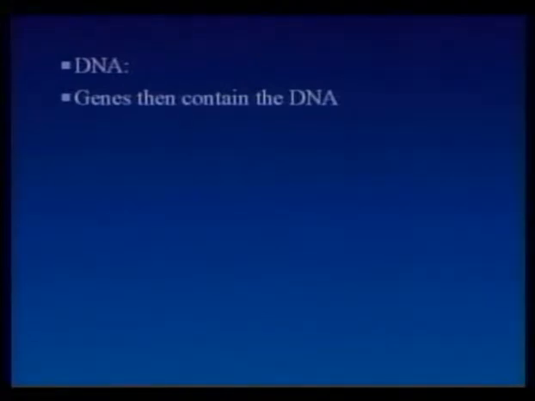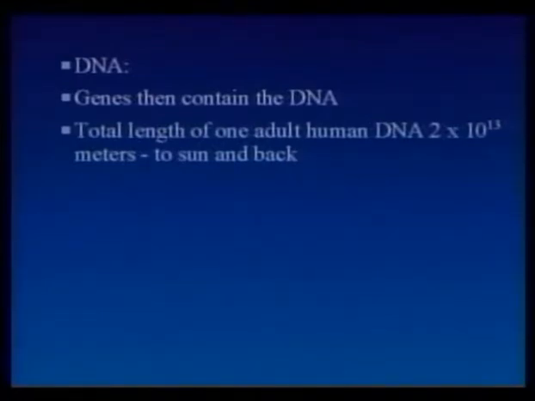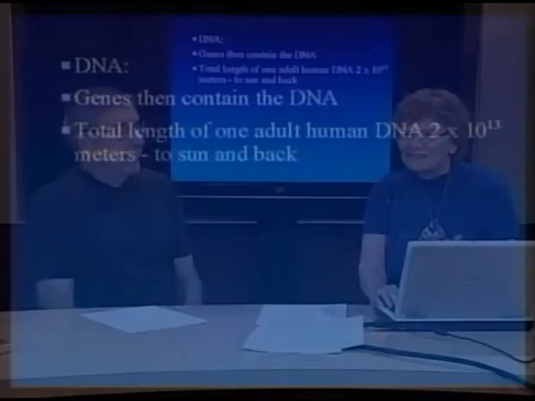And since we can't even see a single cell with the naked eye, it's just really hard for me to picture this. The total length of one adult human's DNA is 2 times 10 to the 13th power meters. That's equal to the distance to the sun and back. It's incredible.